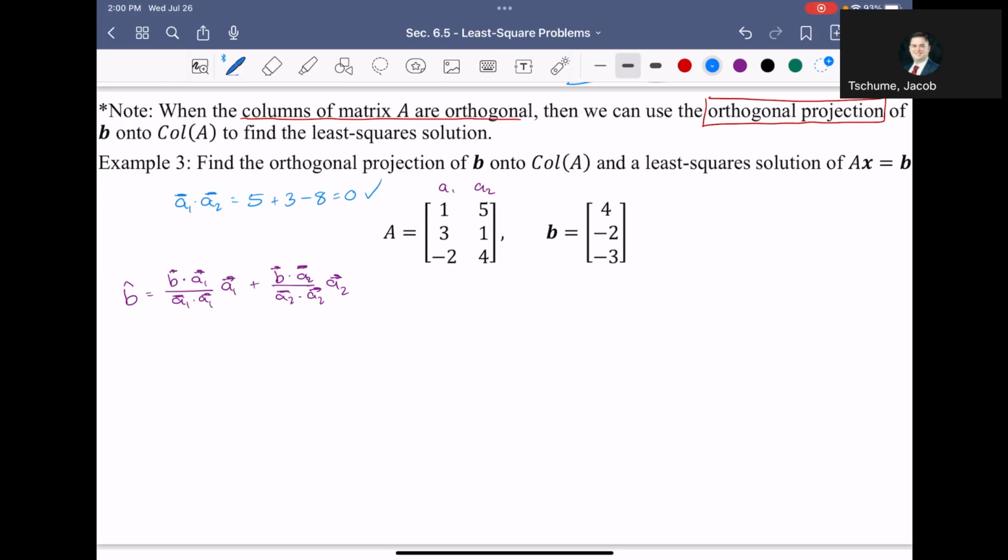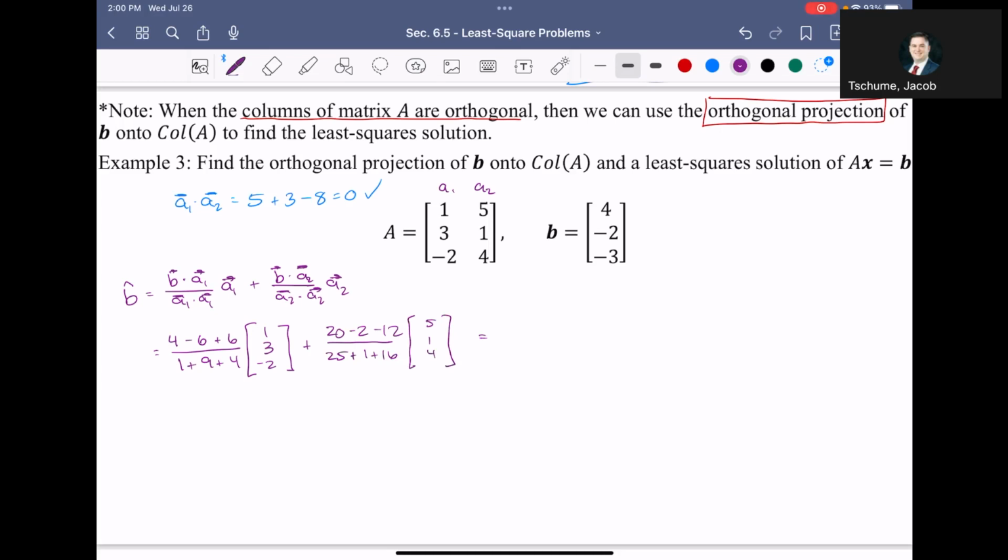So computing all these values, if I dot B and A1, that would be 4 minus 6 plus 6 over 1 plus 9 plus 4 times A1, right? Plus B dotted with A2. That is 20 minus 2 minus 12 over A2 dotted with A2, which is 25 plus 1 plus 16, times A2.